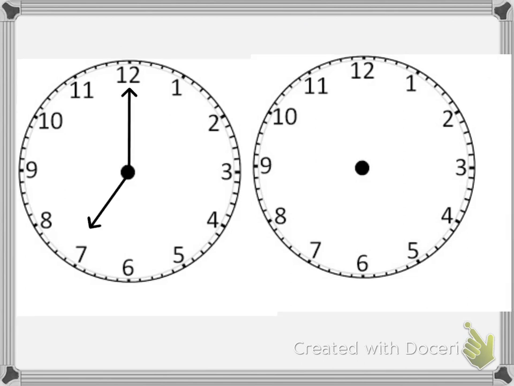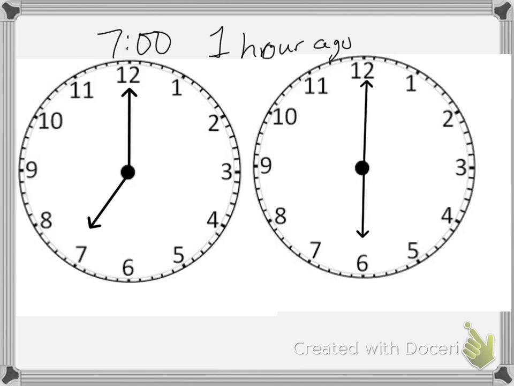Right? So let's pretend that now it's 7 o'clock in the morning. If it's 7 o'clock in the morning now and I got out of bed 1 hour ago, what time did I get out of bed? Well, if we look, 1 hour ago would be going backwards in time. So my minute hand would go backwards, and my hour hand would go from the 7 and backwards to the 6. So if I start at 7 o'clock and I want to go 1 hour ago, that would be 6 o'clock.